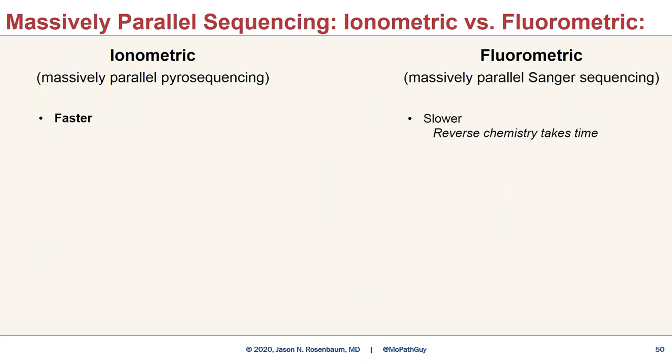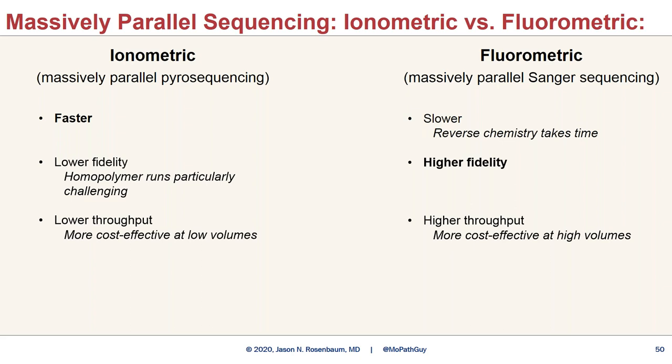Again, you sacrifice speed for quality, though. Ionometric sequencing tends to be a little bit more error prone. There are methods that help correct for that, but at the end of the day, it is slightly more error prone. Interestingly, ionometric platforms tend to be smaller, and so they are more cost effective at low volumes. So if you literally have a low volume of tests ordered, or if you want to run your tests more often, perhaps ionometric sequencing is a better strategy for your lab.